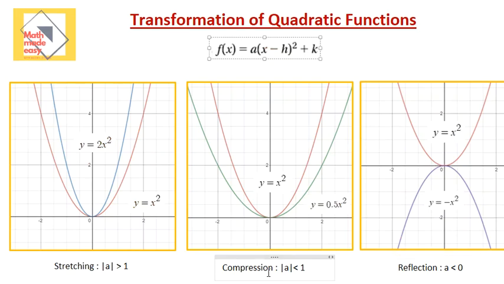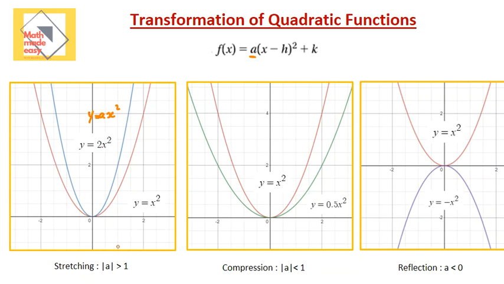Here we have three different options. We said that this is f of x equals a times (x minus h) all squared. In all of these three, the values of h and k are equal to 0. There's no shifting whatsoever. We're only discussing what the value of a does. This red one is the function y equals x squared, while this blue one is y equals 2x squared. So the value of a here is equal to 2.